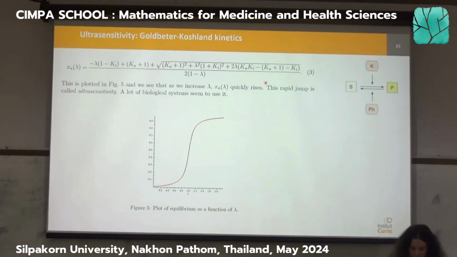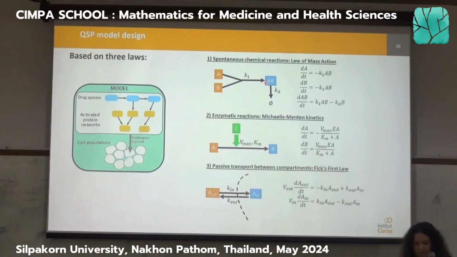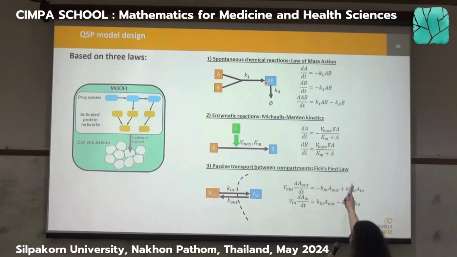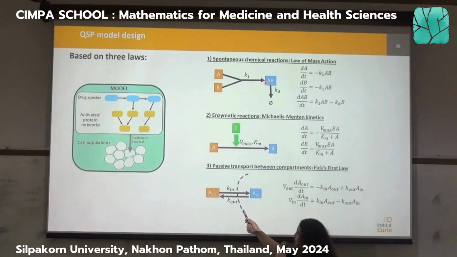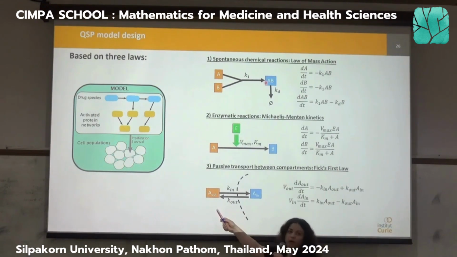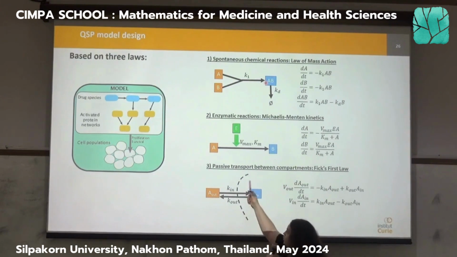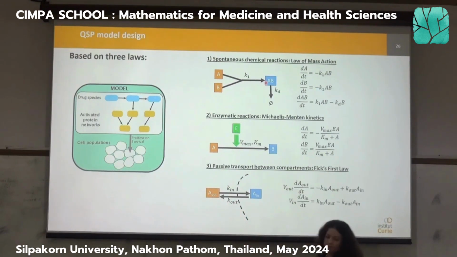So the first law we saw was the law of mass action, the second law was the mechanism, and the third one, which is related to transport, is given by Fick's first law, and it's to model the transport between two compartments. So let's say that you have, for instance, the extracellular space here and the intracellular medium here, and you have the cell membrane here, and you want to model the transport between the two compartments.